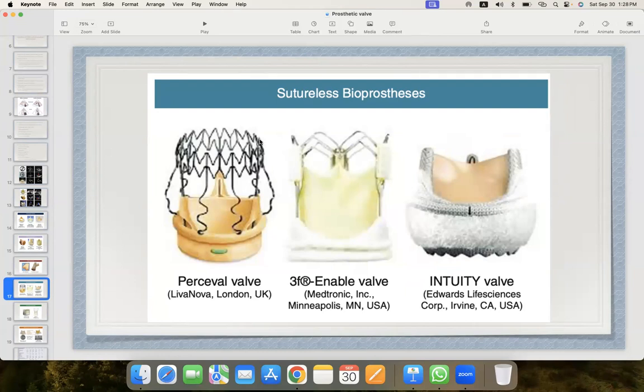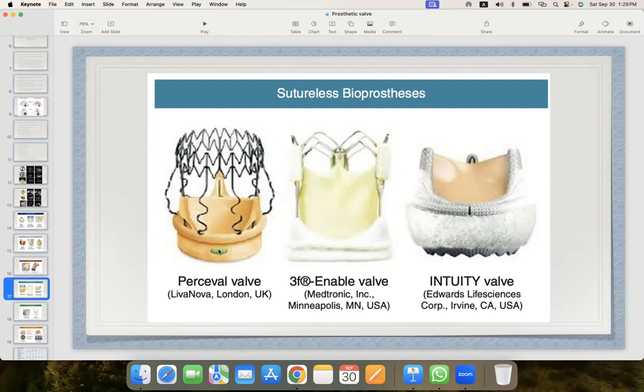For example, the Perceval valve, the first one. All these valves have almost the same concept. It's deployed. You can say that it's almost like a TAVI. But the difference here is that the surgeon will make a small incision in the aorta, and he or she will insert the valve and deploy it, and it will be ballooned inside the aorta. But before that, of course, he will remove the old leaflet, and then he will place this.